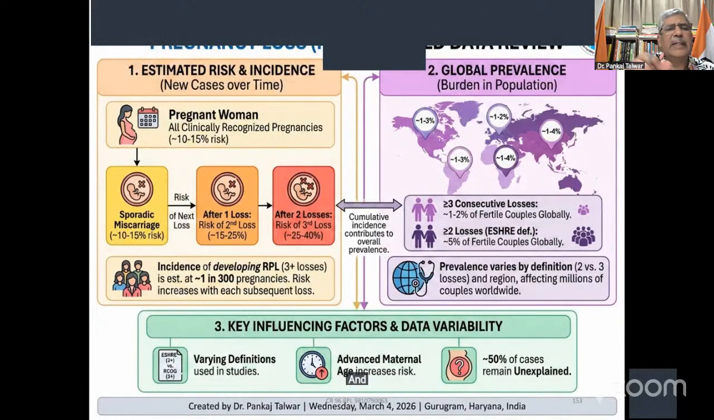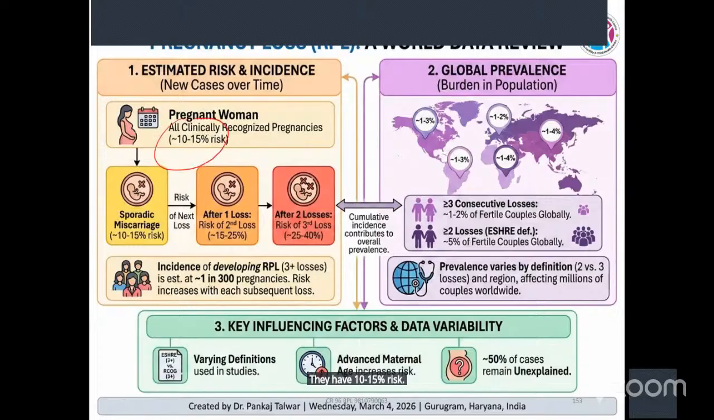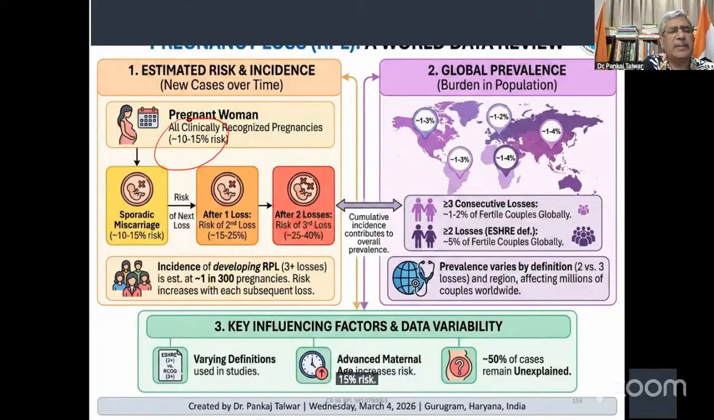And they say that all clinically recognized pregnancies have a 10 to 15% risk. Sporadic is 10 to 15%. After one loss, it becomes 15 to 25%. Two losses, 25 to 40%. That's okay. It keeps going up. And normally it affects 1 to 2% of couples globally. The global prevalence is what they have given over here.